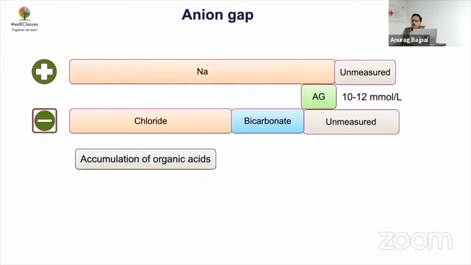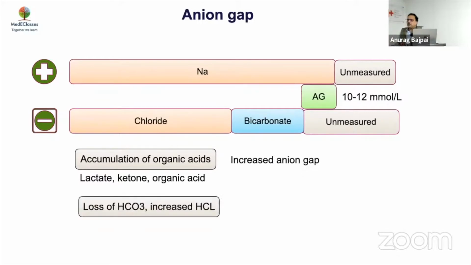Now, if there is accumulation of organic acids, Dr. Naveen, what will happen to the anion gap? It will increase. So if you have anything like lactate, ketones, or DKA, which is the most common we see, organic acidemia, your anion gap will increase because unmeasured ion is more.